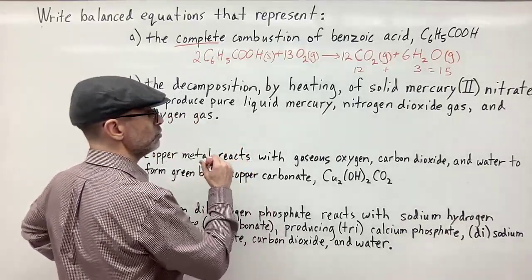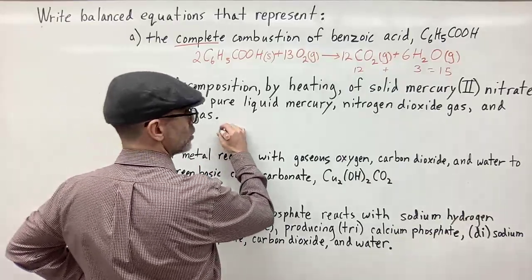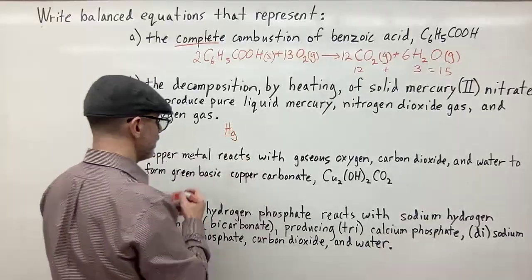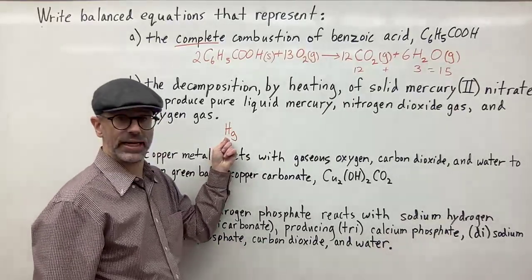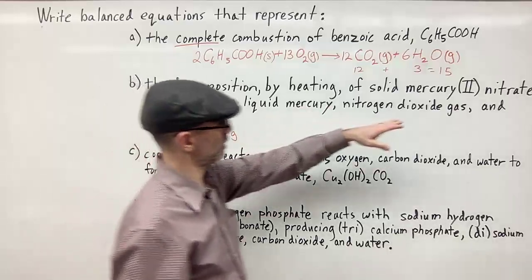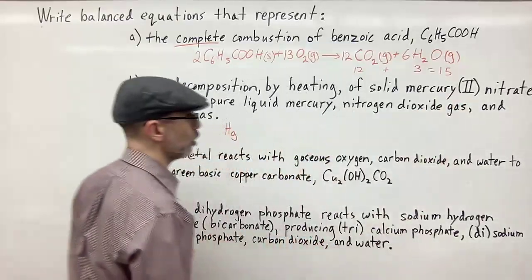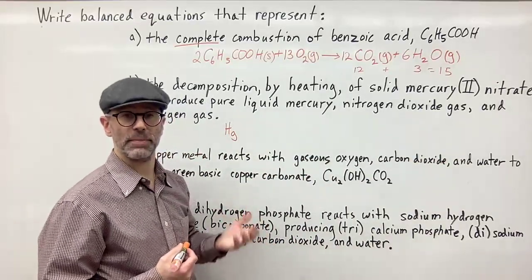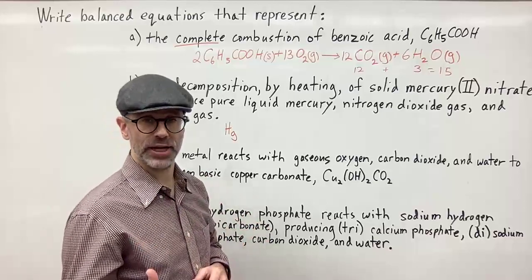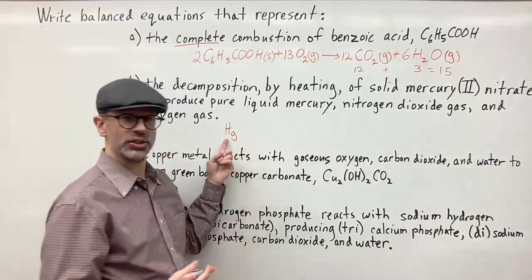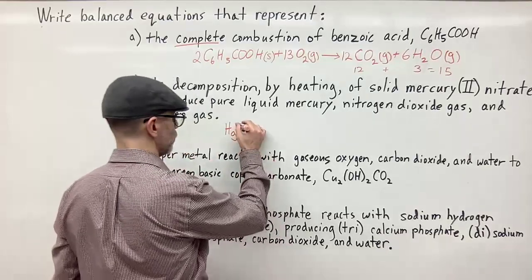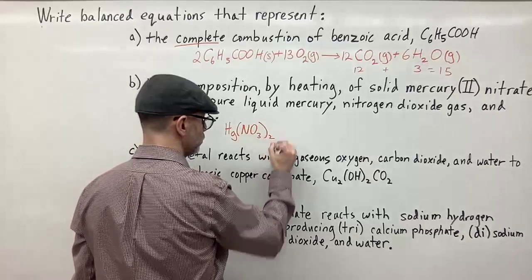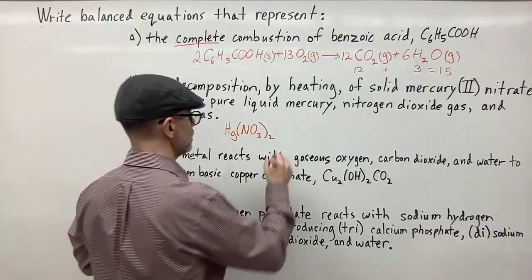So we have mercury(II) nitrate. The mercury(II) is going to be Hg. In this case, the Hg is going to have a 2+ charge because it's got a Roman numeral 2. And nitrate has a negative 1 charge. Nitrate is NO3 minus. So I need 2 nitrates to balance the 2+ charge on my mercury. So that's going to be Hg(NO3)2. And this is a solid.